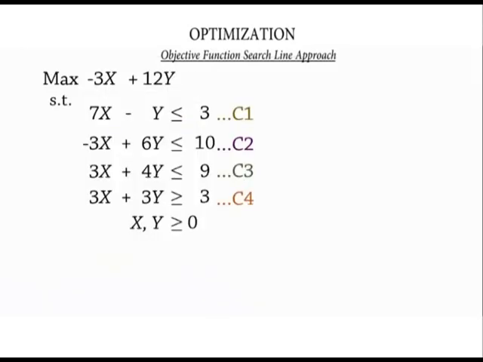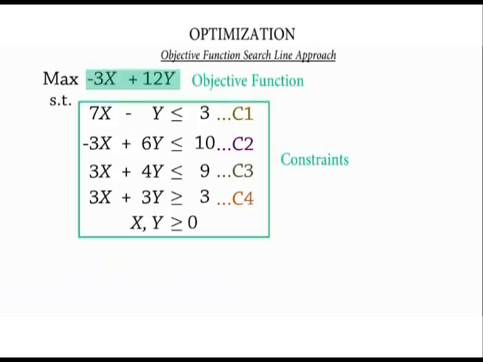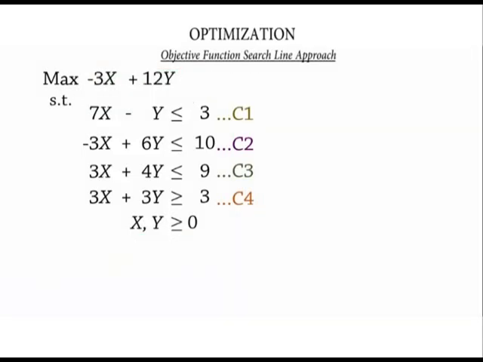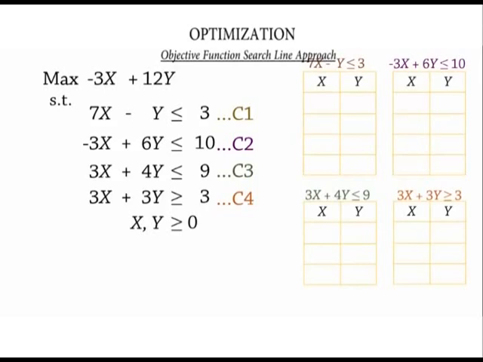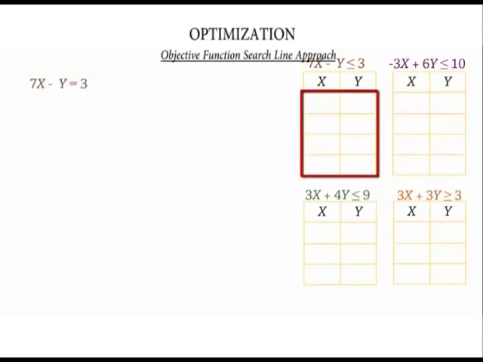One last example. In this example, we will solve this maximization problem using the search line approach. This is the objective function and these are the constraints. We start by finding points on the line satisfying each of the constraints. For the first constraint, when x is 0, y is negative 3, and when y is 0, x will be 0.43. These 2 points are not friendly to work with. We have a negative and a quite difficult decimal. We don't want this, so let's try some more points.